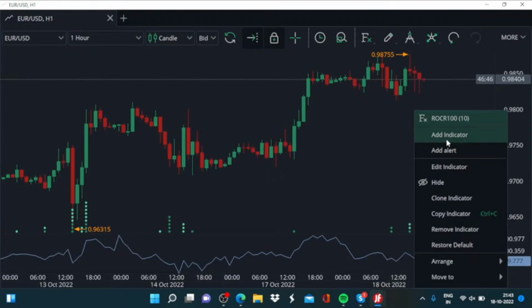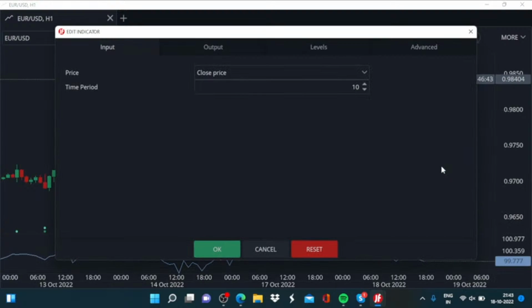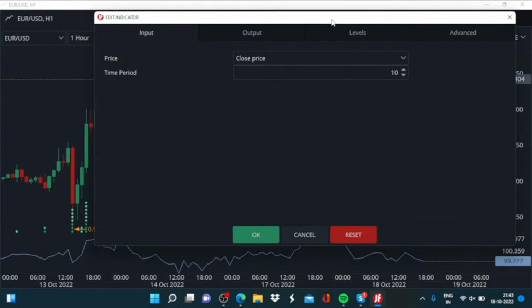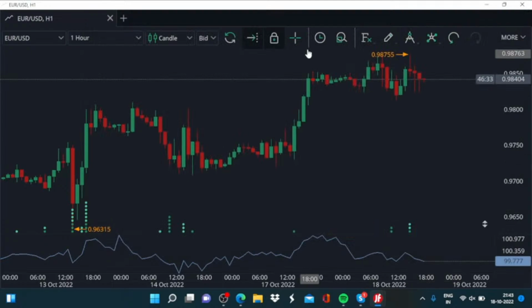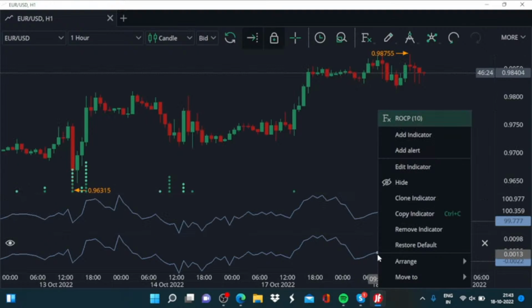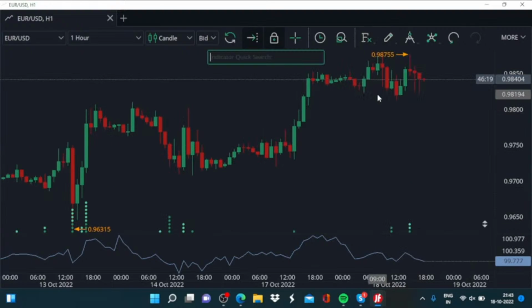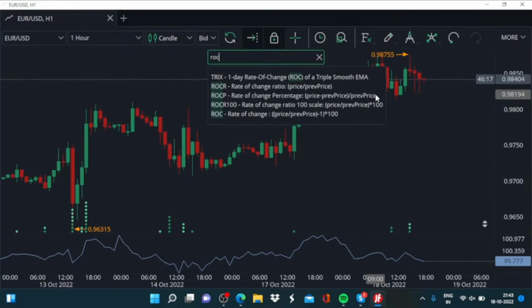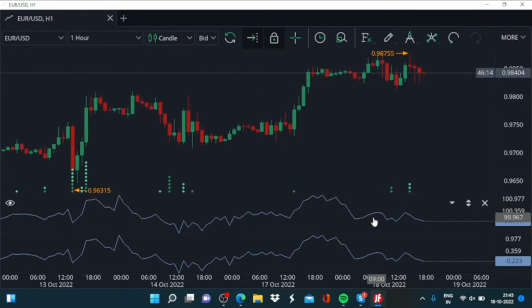Coming to its customization options, we can customize this indicator for different calculation periods and for different applied prices. And suppose you are going for one additional indicator, for example, you are using ROC, not ROCP, let me change it, the plain vanilla ROC, rate of change indicator. All right, so there I have added ROC.